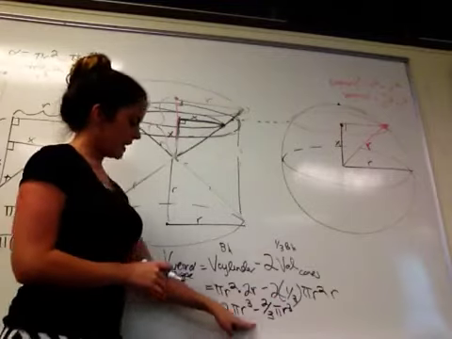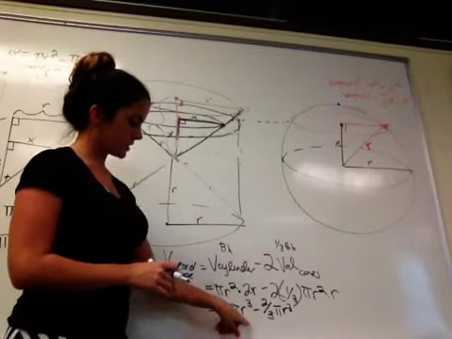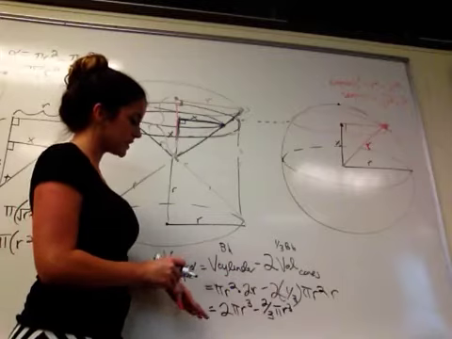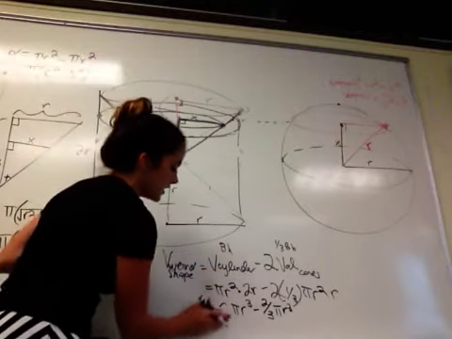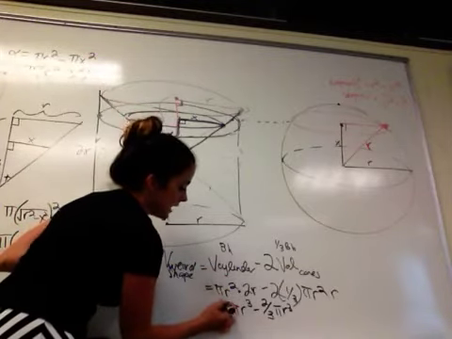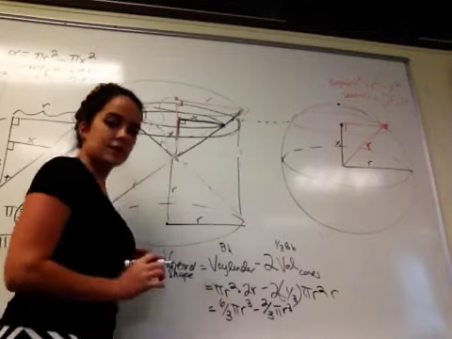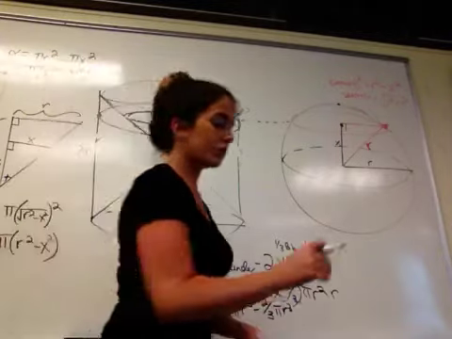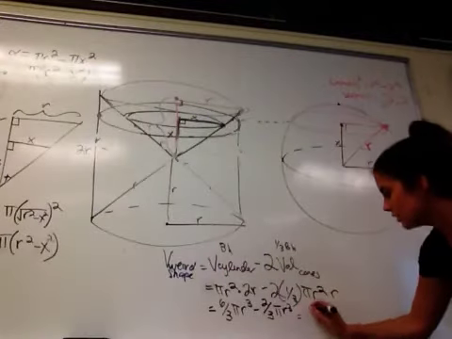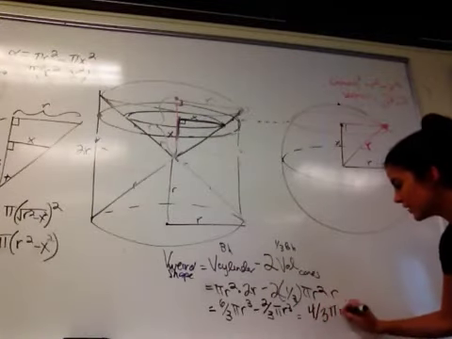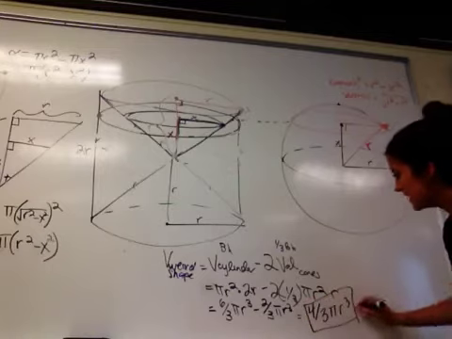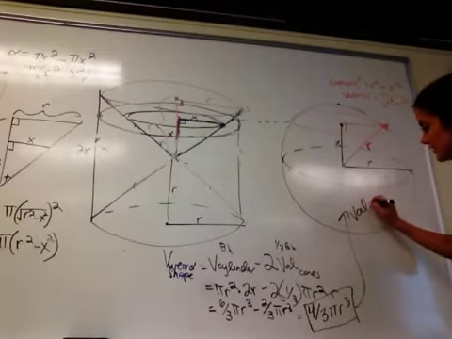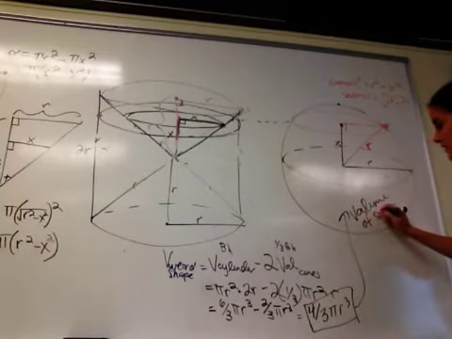So now I have to subtract these, right? They're like terms because they have the same variables raised to the same exponents. I just need to combine the constants. And 2 is the same as 6/3. And now when I subtract these, 6/3 minus 2/3 is going to equal 4/3 pi r cubed. And there is the volume of a sphere.